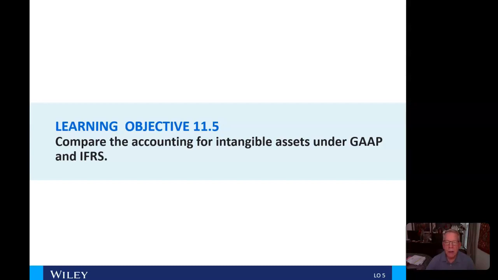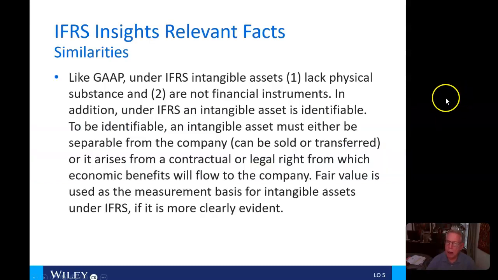So now we'll take a look at accounting for intangible assets under GAAP and IFRS. There are similarities. Like GAAP, under IFRS, intangible assets lack physical substance and are not financial instruments. In addition, under IFRS, an intangible asset is identifiable. To be identifiable, an intangible asset must either be separable from the company, it can be sold or transferred, or it arises from a contractual or legal right from which economic benefits will flow to the company. Fair value is used as a measurement basis for intangible assets under IFRS if it is more clearly evident.